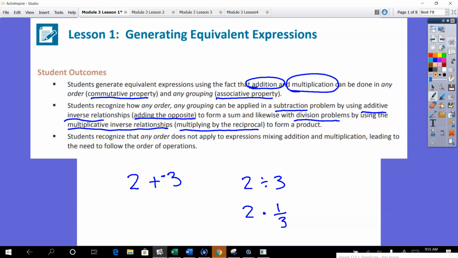Students recognize that any order does not apply to expressions mixing addition and multiplication, leading to needing to follow the order of operations. So it won't work if we're mixing addition and multiplication. We can't have both in the same expression and then use the commutative and associative property. Then we do have to use the order of operations.